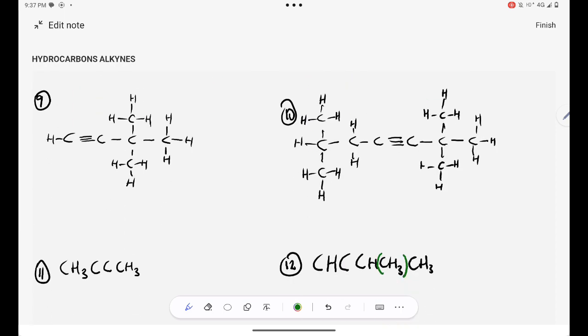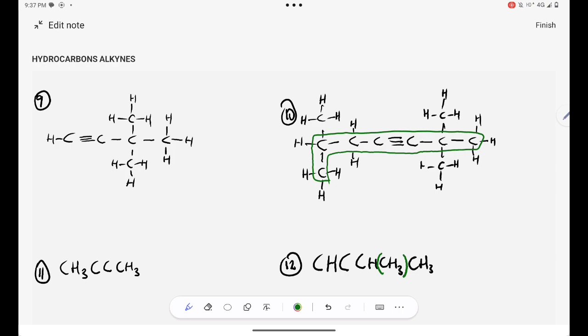Okay, for compound number 9 and 10. Please give me the IUPAC name of compound 9. Please do write this one, guys, in the comment section. I'll come back and correct you. But for this one, this will be our parent chain over here.